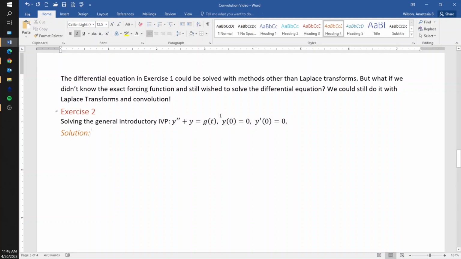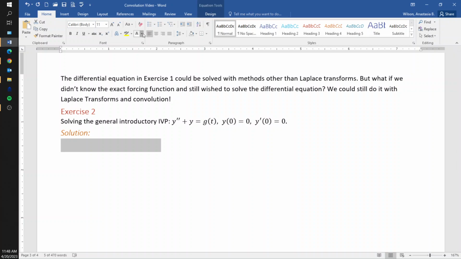But what happens if we want to consider a general right-hand side? Let's say we have a forcing function, we just don't know exactly what it is, so we want to be able to find a solution in terms of any general right-hand side function. Well, we can't do that with other methods, but we can do it with Laplace transforms and convolution. So that's what we're going to do in exercise 2. We're going to solve the introductory initial value problem with a general right-hand side. We still have the same initial conditions though.